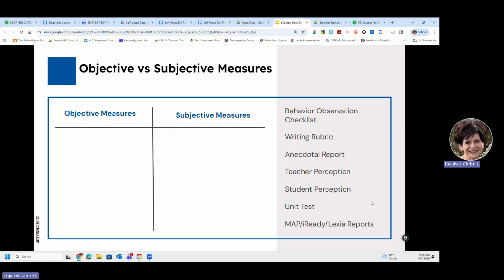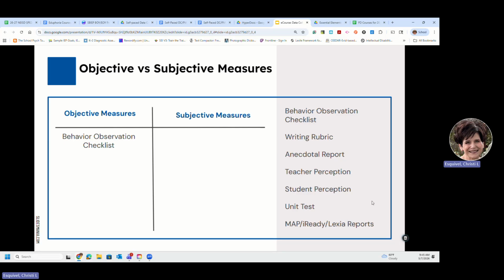Look at the objective versus subjective measures. Pause the video and take a moment to look at the sources of data to decide if they're an objective or a subjective measure. So a behavior observation checklist is an objective measure of progress that could be used to gather data and report progress in an objective way.